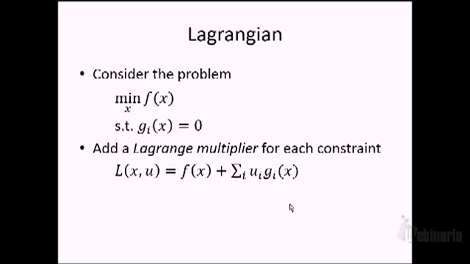We have a minimization problem where we want to minimize f of x with respect to x, subject to some equality constraints of the form gi of x is equal to 0. We have seen in class that the way to solve such a problem is to add a Lagrange multiplier for each constraint. And that gives us the Lagrangian function, which is a function of the primal variables, the variables in our optimization problem, and the Lagrange multipliers.